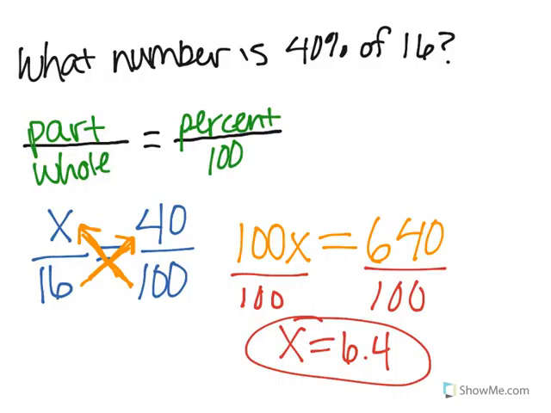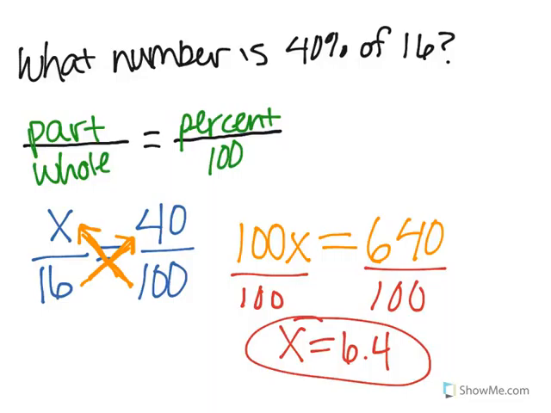But what's really important here is that we have to make sure, does this make sense? Always ask yourself that question. If it's anything that you're not really sure of, make sure that that answer makes sense. So first off, obviously 6.4 is less than 16, and we're looking for a number that's part of 16, so it has to be less than that. So that works out well.